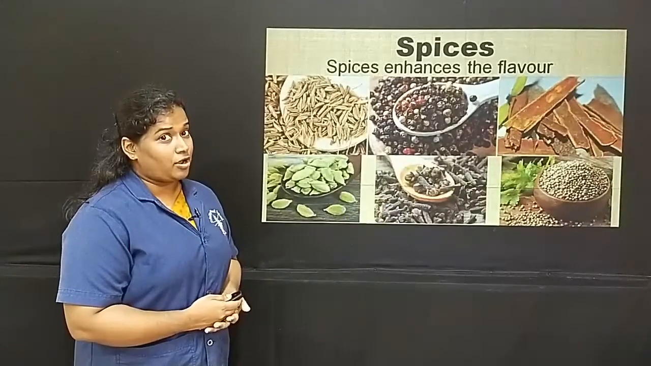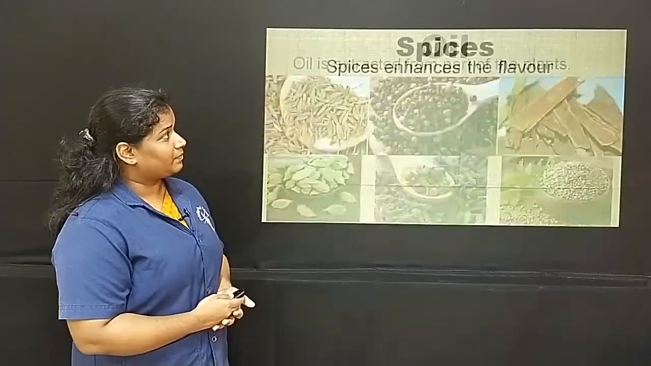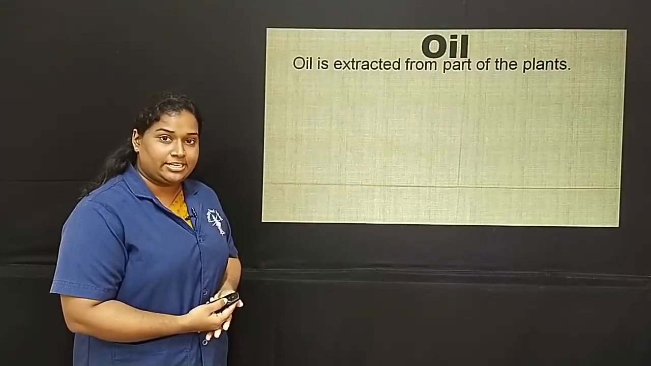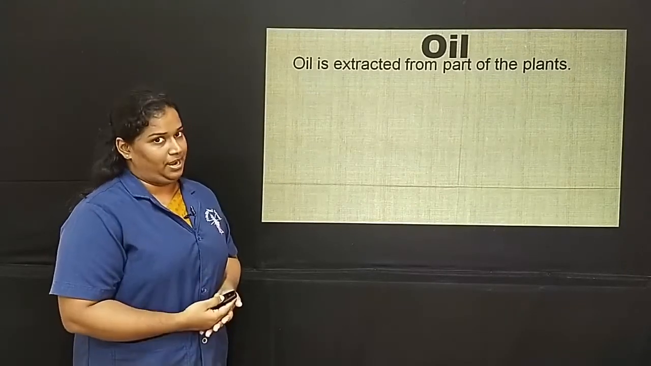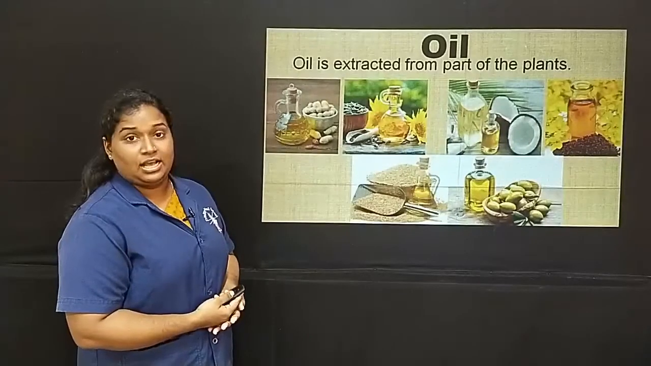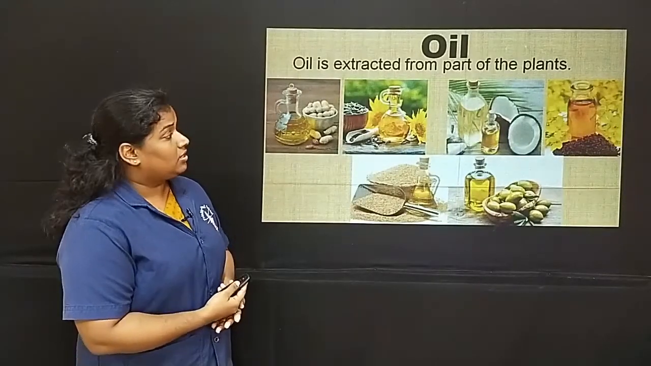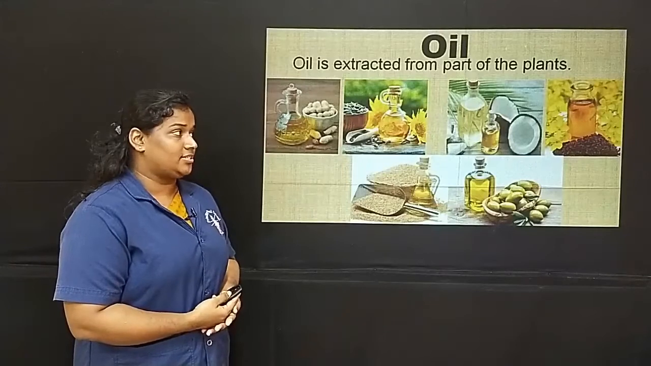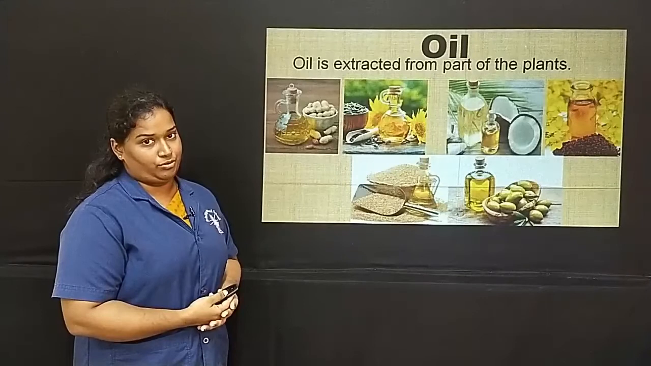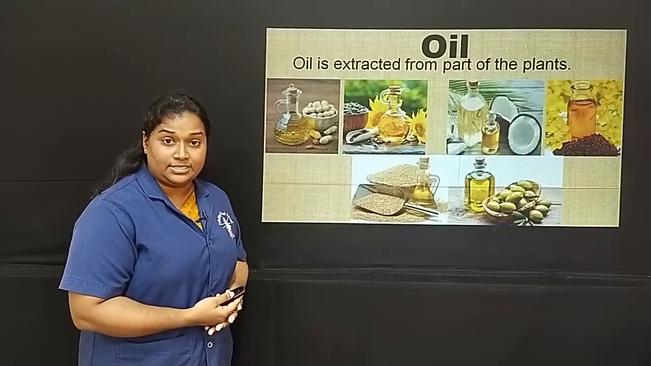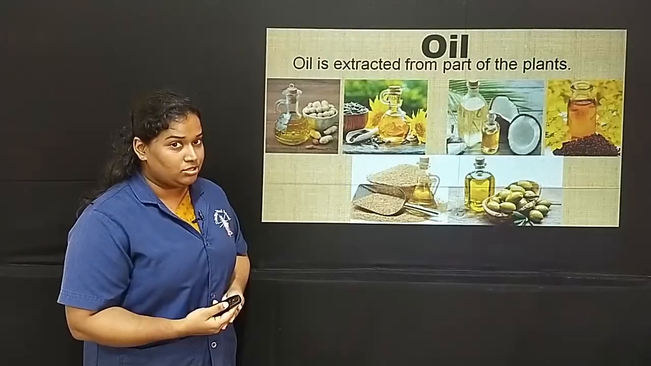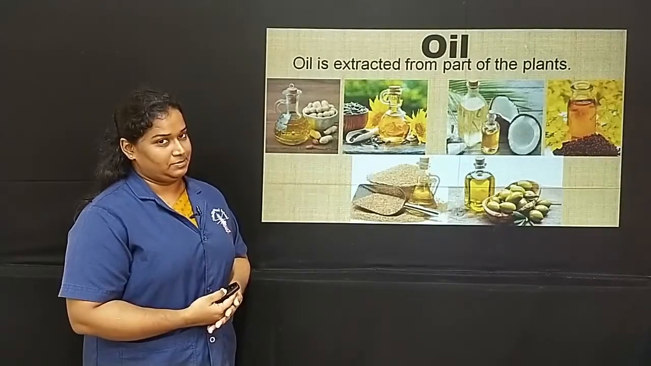The next food product is oil. Edible oils are extracted from parts of the plants like the seed. Examples: groundnut, sunflower, coconut, mustard, sesame, olive and many more. Oil extracted from coconut, almond and gooseberry is used for hair nourishment.